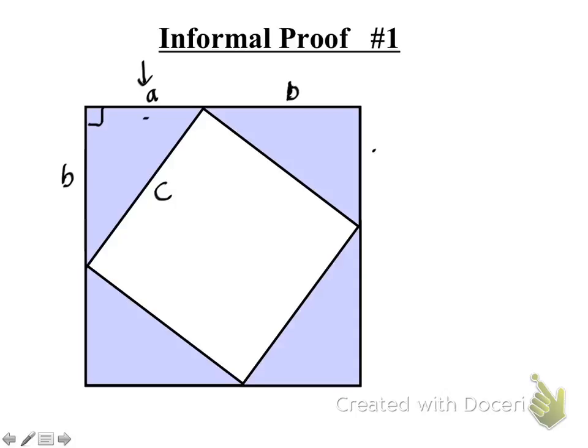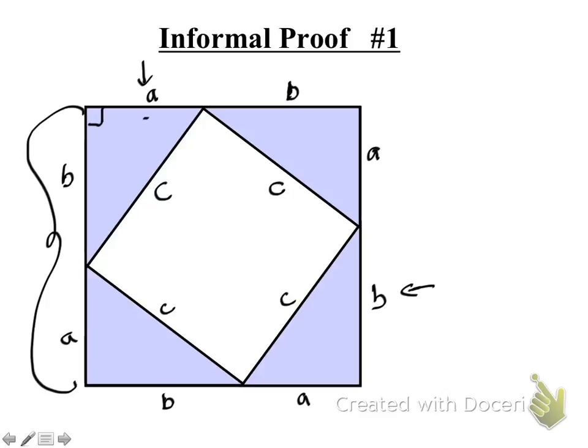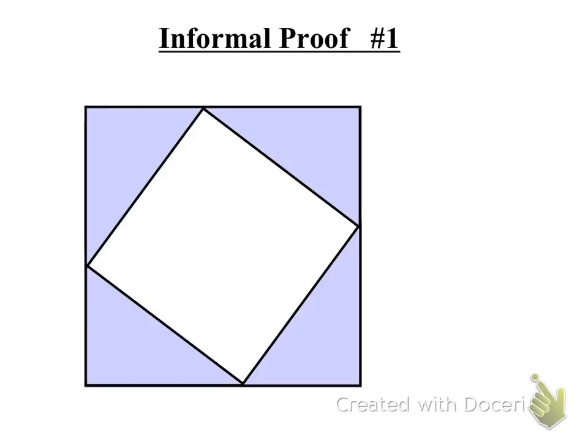B. And this would be more like A, and this would be C. So what would this one be right here? And this? And this? And here? A, C. And you can see that this whole side is really made up of A plus B. Okay? All right, so we've named it.